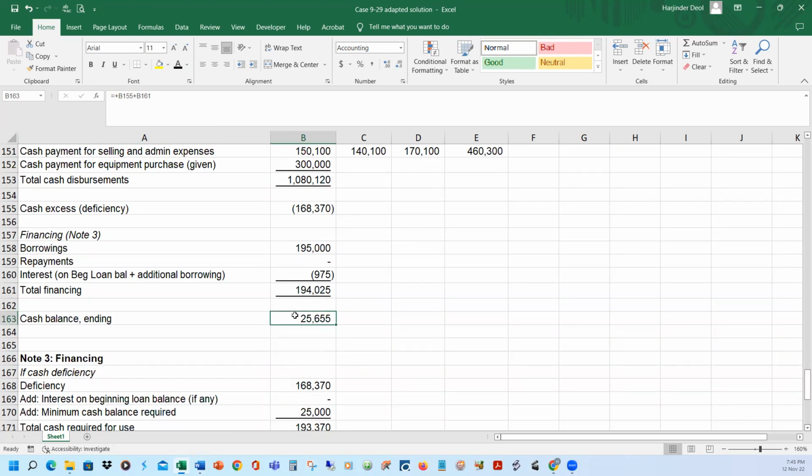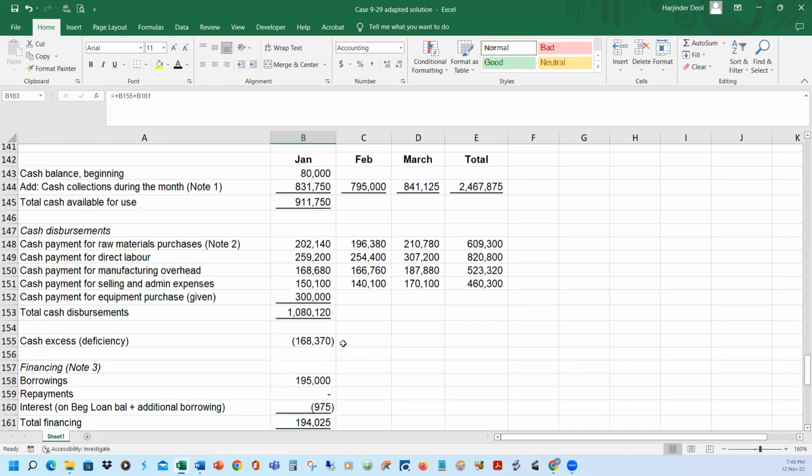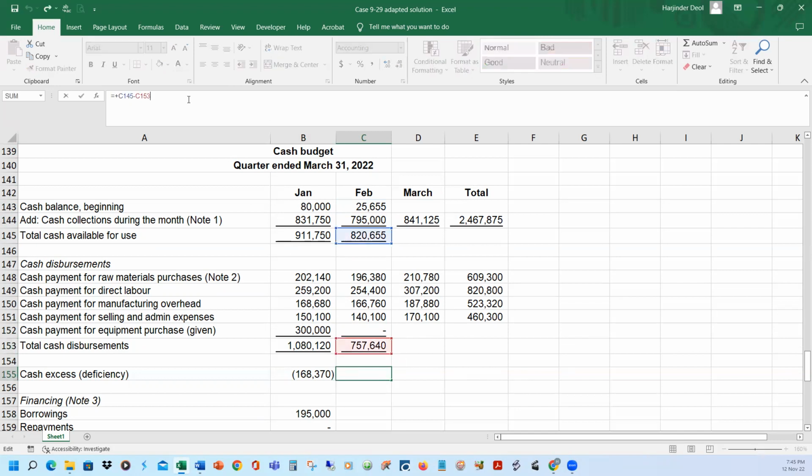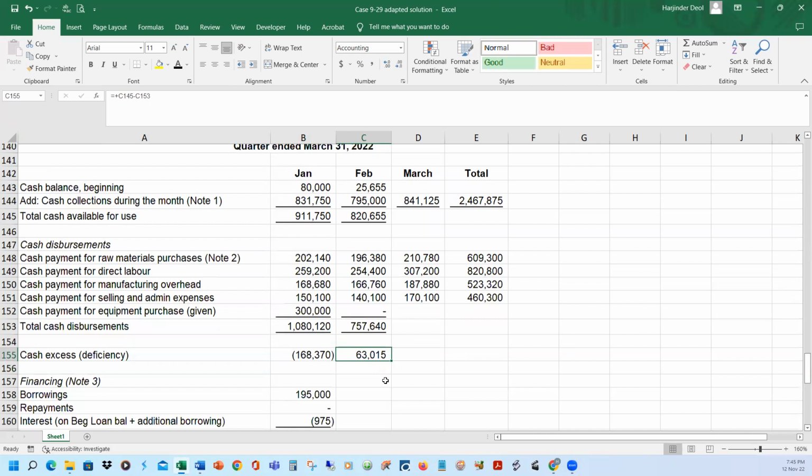So continuing, the ending cash balance for the month of January becomes the beginning cash balance for the month of February. In the month of February, we expect to collect $795,000 from customers, giving us a total of $820,655. The total cash disbursements for the month of February add up to $757,640. So now we're looking at a cash excess because we have more cash available than the cash disbursements. So we have a cash excess of $63,015.